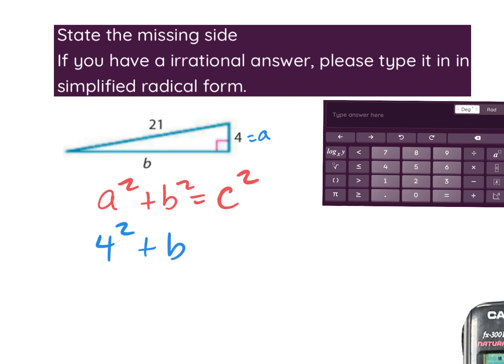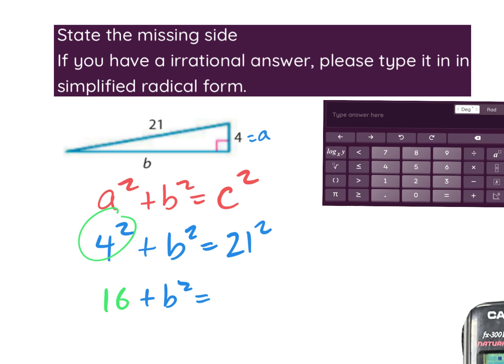So 4 squared plus b squared, we don't know what b is, equals c squared. I know that c is the opposite of my 90-degree angle, so that's 21. So you're going to put 21 squared, okay? Now, 4 squared, that's easy. 4 times 4 is 16. I do have the plus b squared equals, now 21 squared, I don't even know what that is.